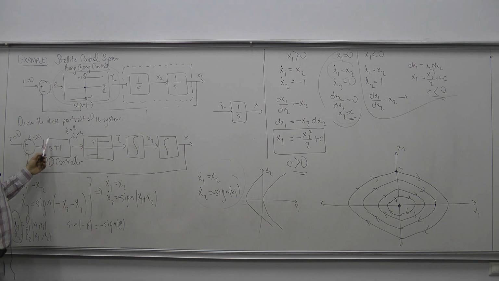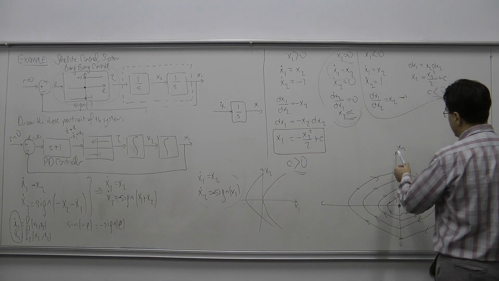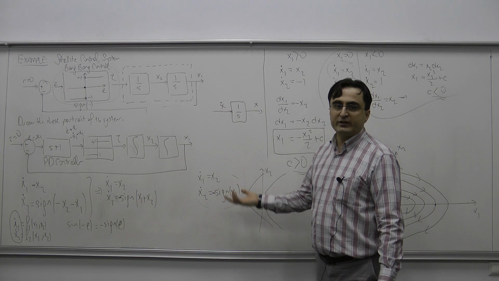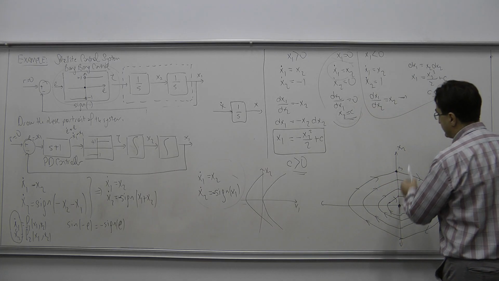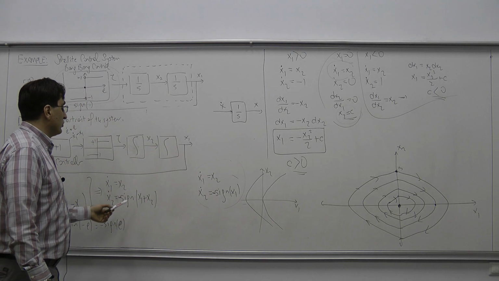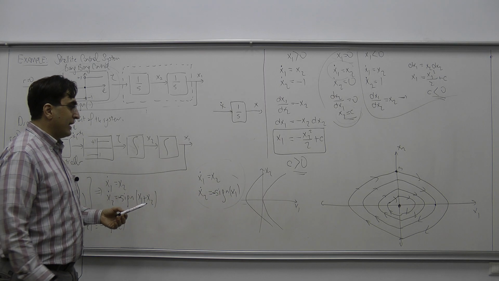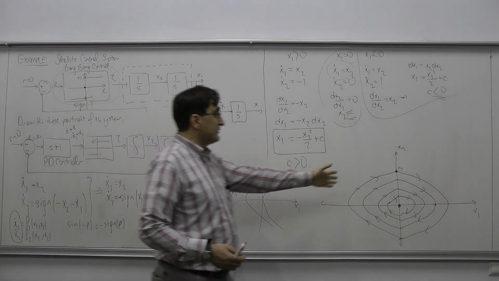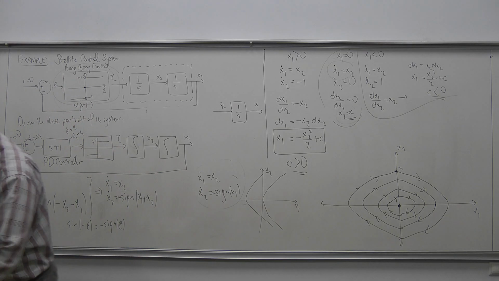So by adding a PD controller, I have changed this switching line. In the earlier case, the switching line was x1 equals 0, the line x1 equals 0, okay, which is the x2 axis. But now in this new system, the switching line is going to be x1 plus x2 equals 0. So in the state space, my new dynamics is going to switch at some place other than the x1 axis, all right?